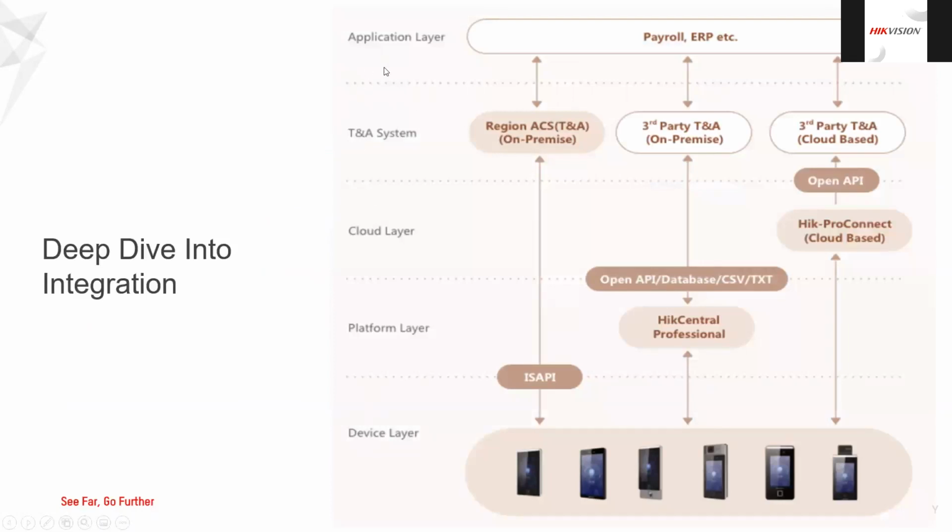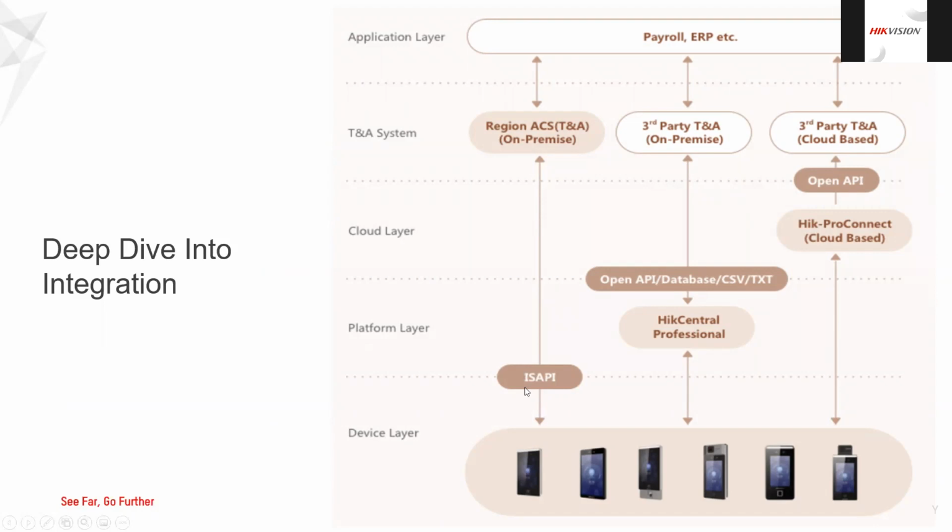Here you can see we have created 5 layers: device layer, platform layer, cloud layer, time and attendance system, as well as application layer. So you can see payroll software and the ERP system sit at the application layer. Our objective is to capture the user attendance data and transfer it all the way up to the payroll system. Sometimes we can also manage user enrollment, the entire employee life cycle, using third-party software. That is possible. One way of doing this is directly communicating with the device using an API.